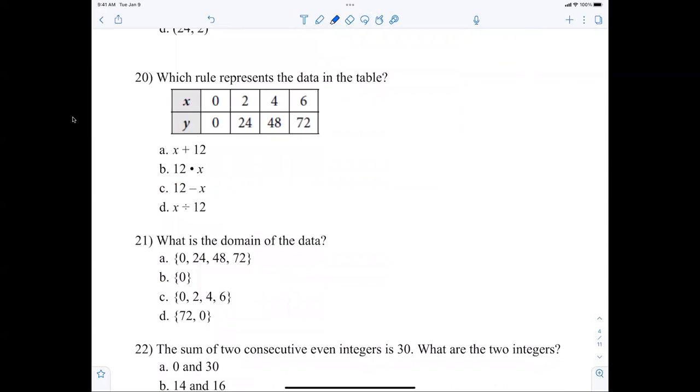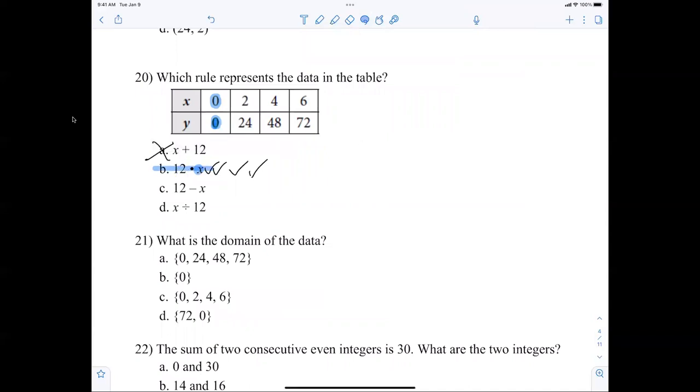Which rule represents the data in the table? If I plug in 0 for A, what should I get for Y? 12. But it says here it's what? 0, right? So it's not A. If I plug 0 in for B, what do I get? So far so good. If I plug in 2, plug in 4, plug in 6, there you have it. So the answer must be what? The answer must be B.